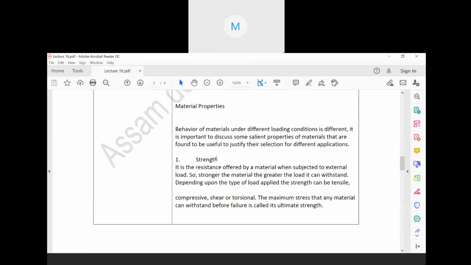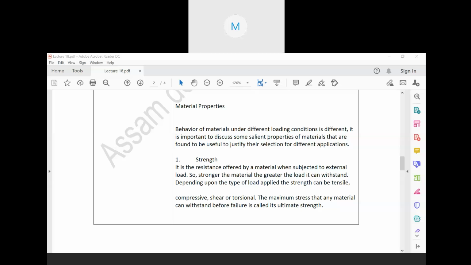So what we are discussing now is material properties. In material properties, different materials have different properties. Under different loading conditions, the materials will behave as different entities or different objects. So we have different applications of these material properties. Now, first of all, the number one property is strength.